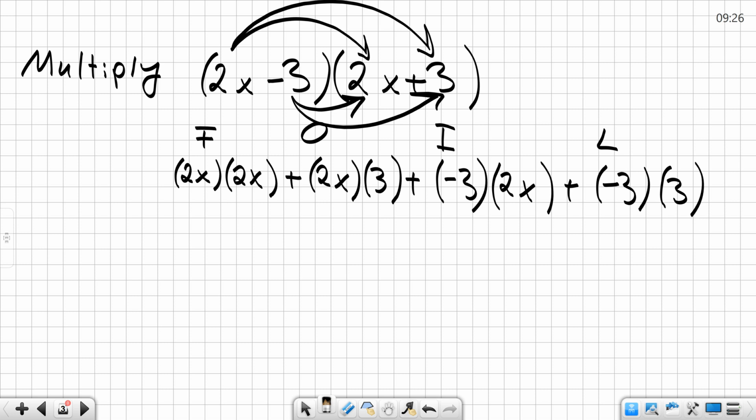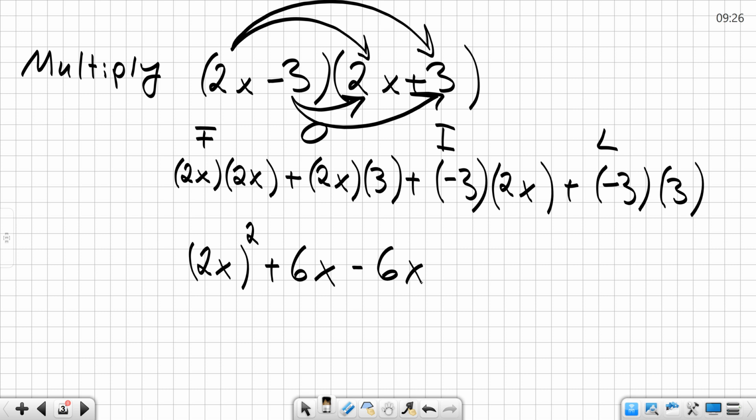So what I get right here is this. 2x times 2x is the same thing as 2x squared. What do I get when I multiply 2x times 3? That would be positive 6x. Plus negative 3 times 2x, that would be plus negative 6x, which is just negative 6x.